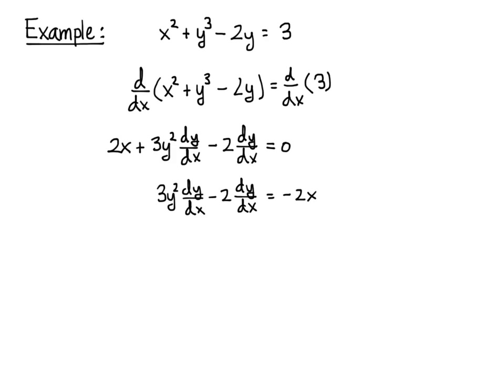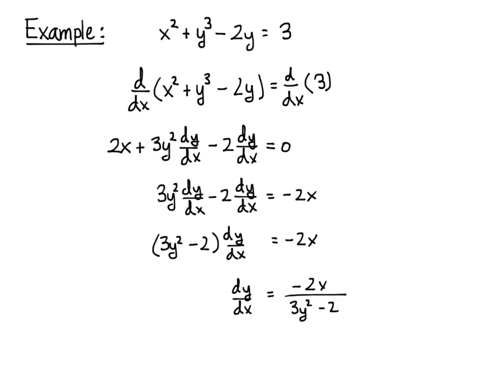In this case, the only thing I have that doesn't have a derivative of y on it is this 2x, so that goes over here. Now I'm going to factor out my derivative of y. And so I get 3y squared minus 2 times dy dx equals negative 2x. Now I divide both sides by what's left over from factoring out the derivative, and I get my derivative as negative 2x over 3y squared minus 2. That means that once I know a point on the curve, with its x and y, I'll also know the slope of the curve, because that's just also an expression in x and y.